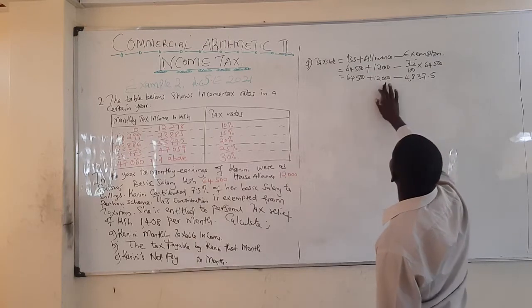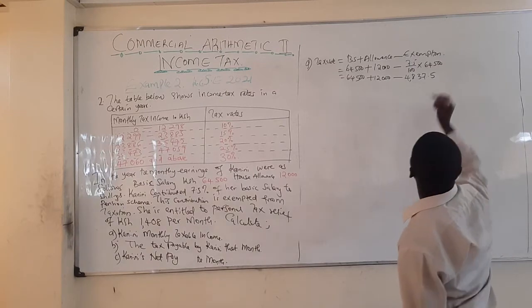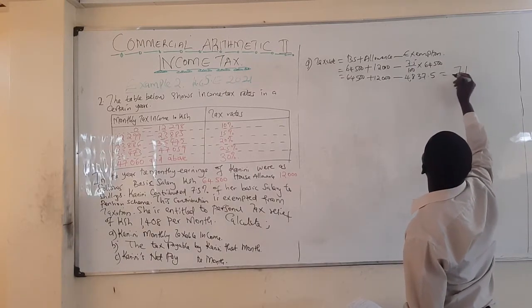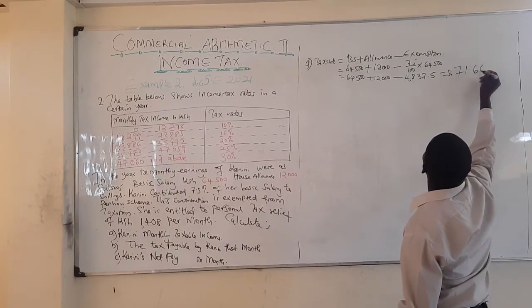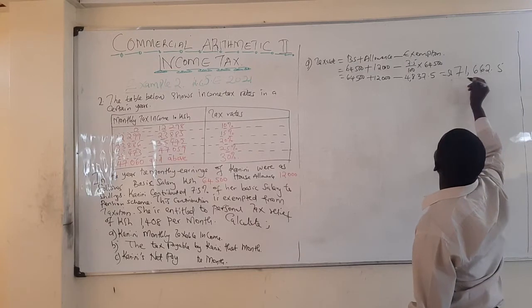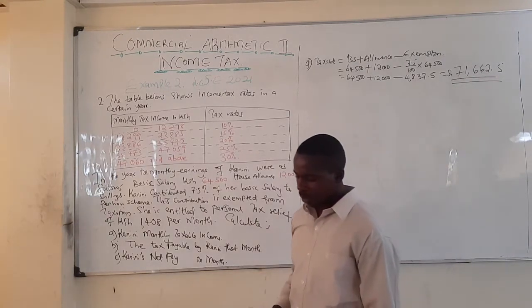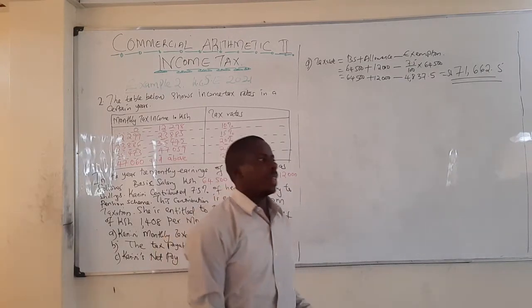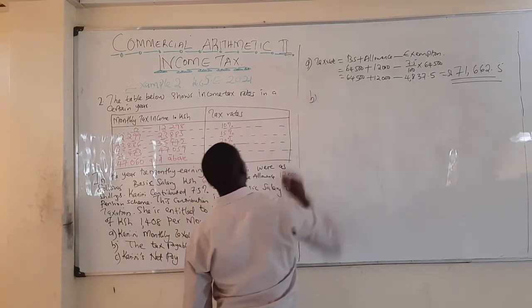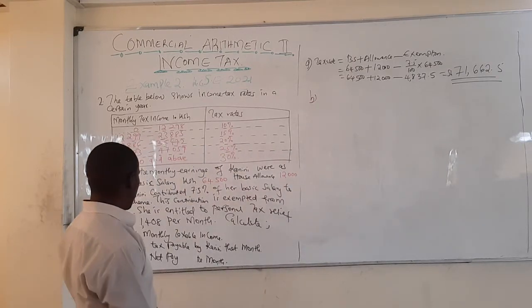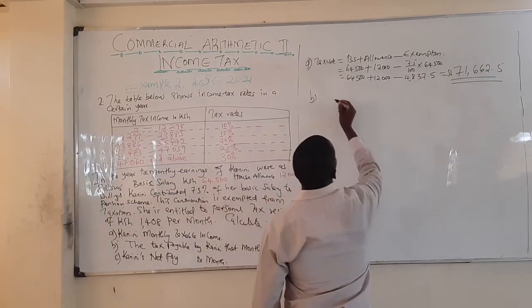So when you add the two and subtract that, you're going to be having 71,662.5 as our taxable income. So when you have the taxable income, we now want to answer question number B, that is getting the tax payable per month. So in this case, we are going to have a table.